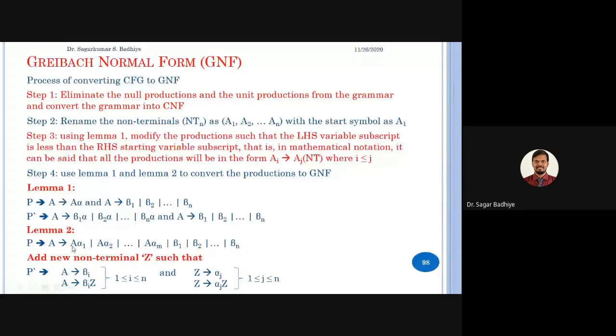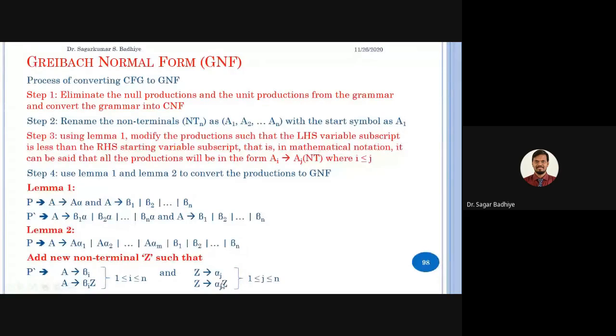Suppose there are multiple rules such that the left hand side symbol is the same as the leftmost symbol on the right hand side, but the remaining symbols are different, then we would be introducing a new non-terminal Z. I have used Z, you can use X, you can use Y, any non-terminal, such that A would derive to all the beta rules, and then for removing the left recursion we would be introducing a new non-terminal Z such that it would repeat beta i Z, and for Z it would be replaced with alpha j, or for recursion we would be introducing Z again.